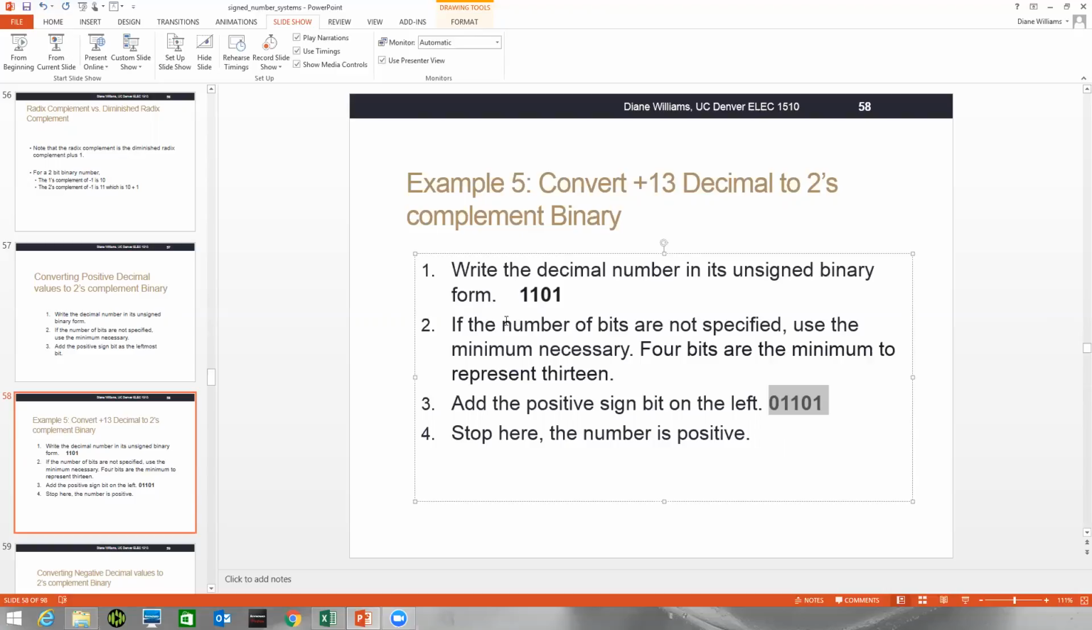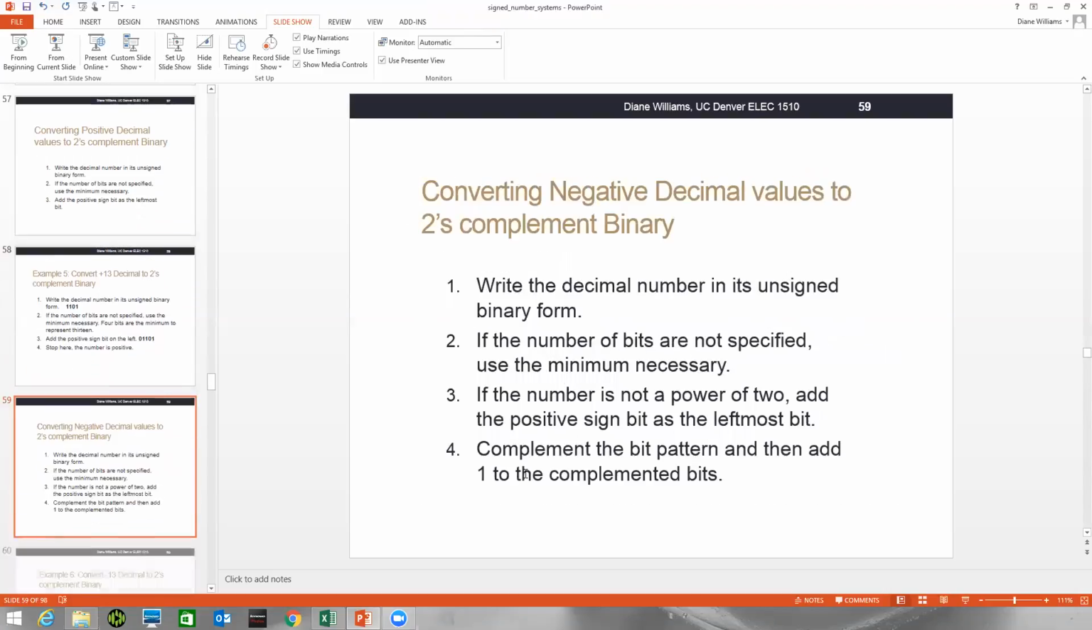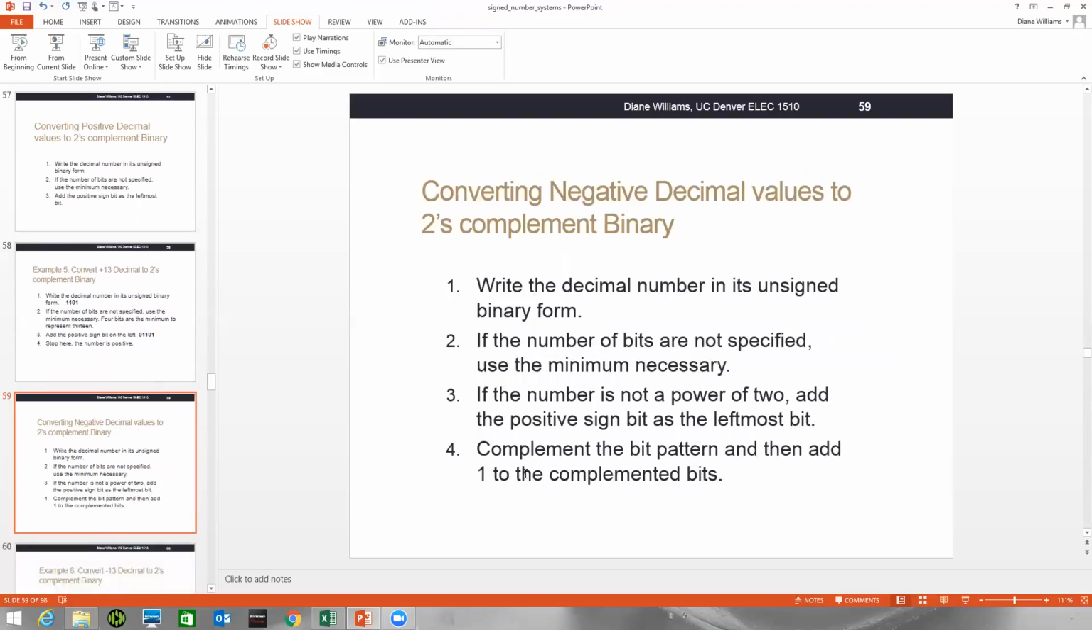We do that simply by writing down the decimal number in its unsigned form. If the number of bits is not specified, we just add a 0 sign bit to the left and stop for positive. It's only negative numbers that have special rules. Okay, here's what we do then for negative decimal values, converting them to 2's complement.